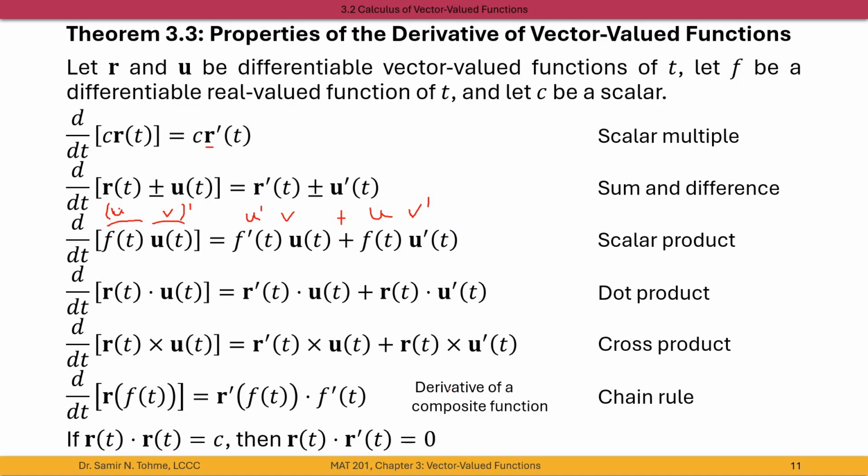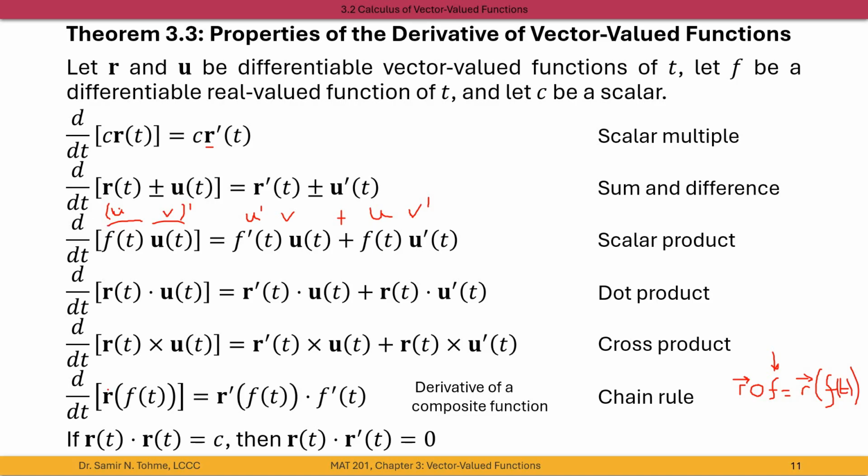Okay, what if we have a composite function? The composite function is usually written as r composed with f. This is how it is written. r composed with f is equal to r of f of t. This is the definition of a composite function. You replace f in r.